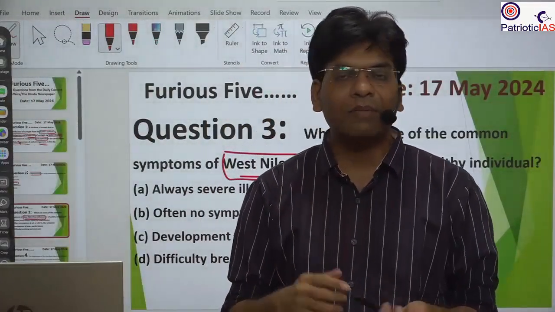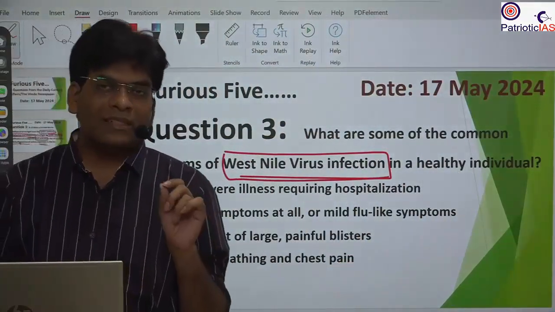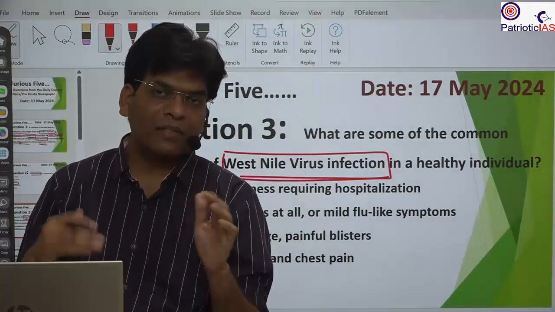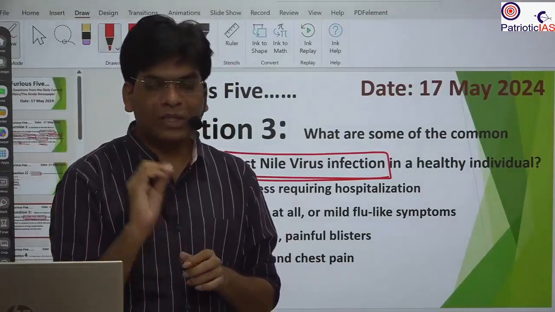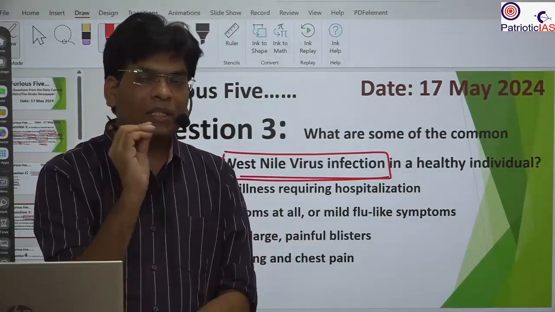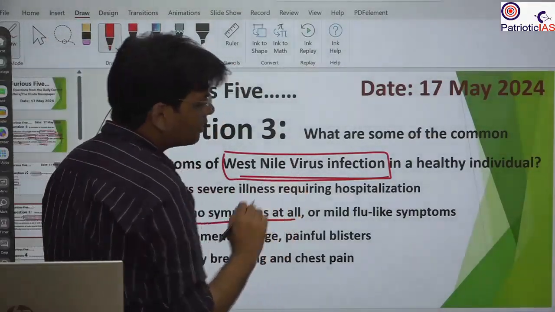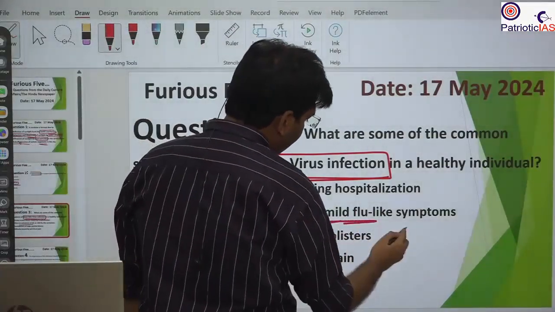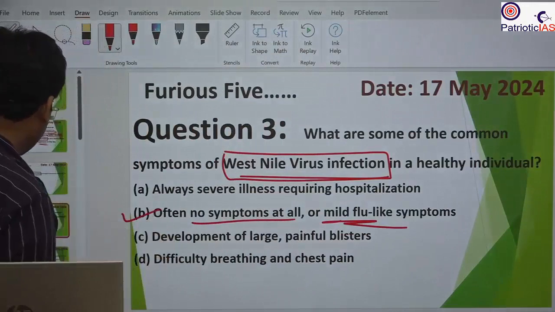For example, whenever there is an injection that is injected in you, the injection is just the vector. There is the liquid medicine that is filled into the injection. So this is like the virus. This is mainly causing the disease, and in most cases, about 80%, there are no symptoms. Only in 20% of the cases there are mild flu-like symptoms. So B is the correct answer.